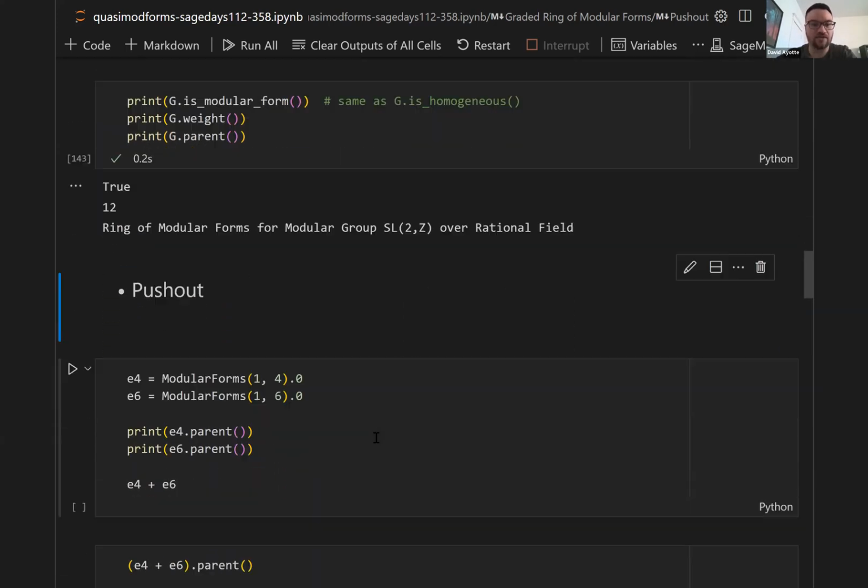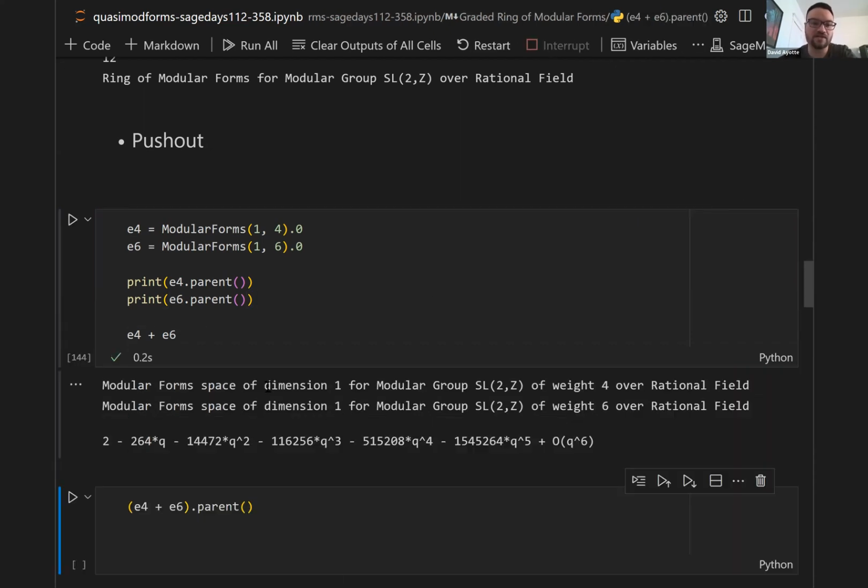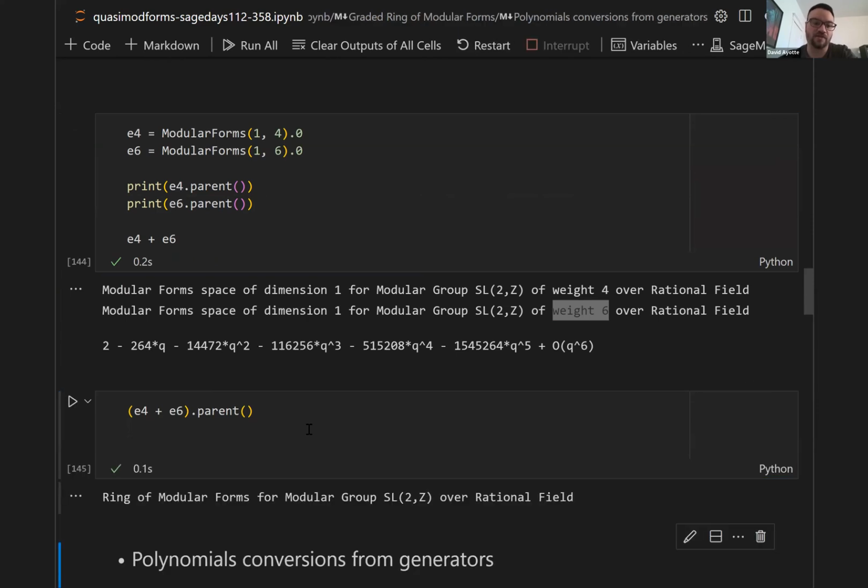Okay, and another feature that was implemented was the push out. If you have two modular forms living in different spaces, we have one here living in a weight 4 space and the other living in a weight 6 space. We can sum them, and the result will be an element in the ring of modular forms, like so. E4 plus E6, the result lives in the ring of modular forms. Before this project, this would simply return an error.